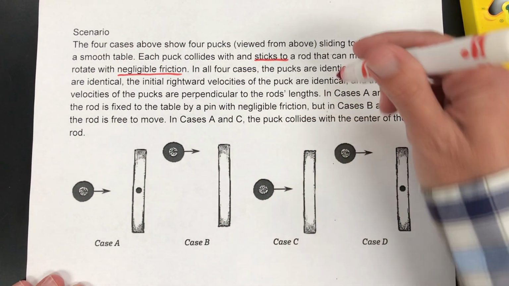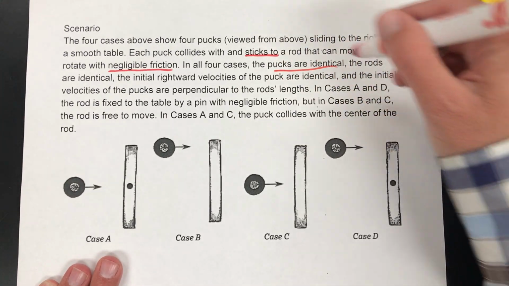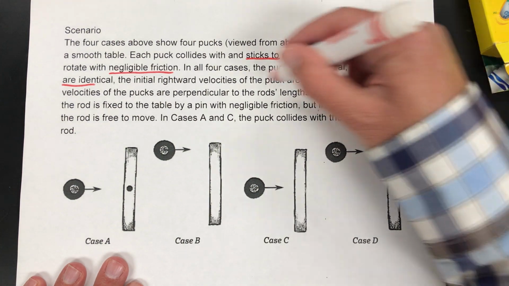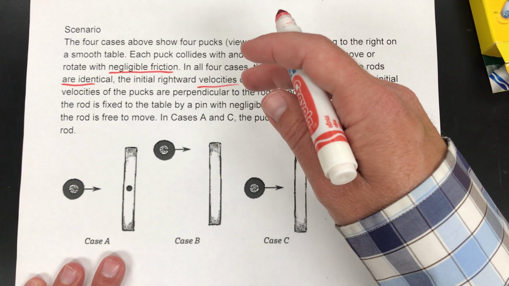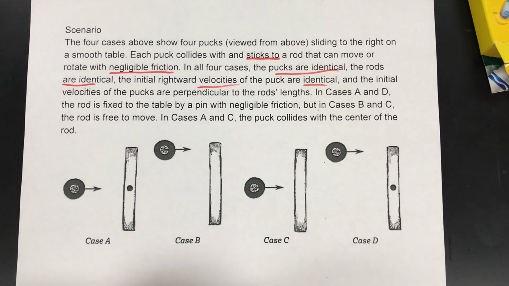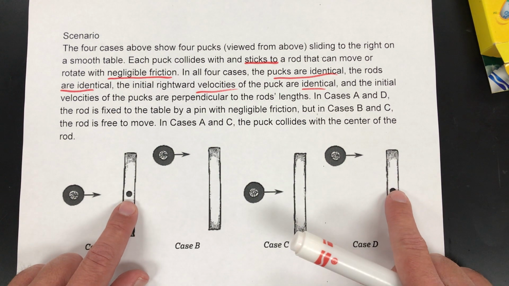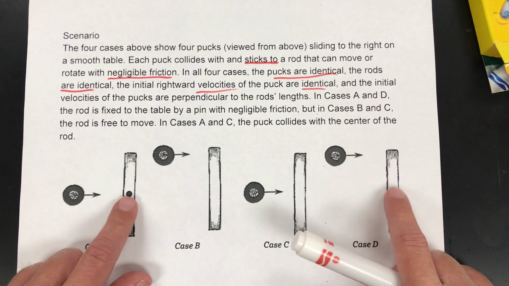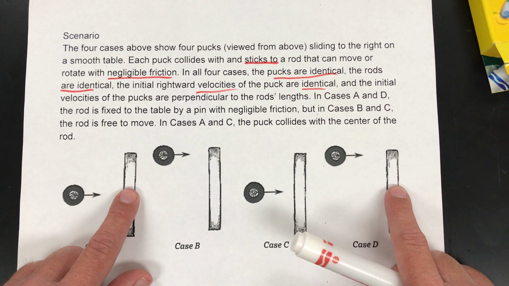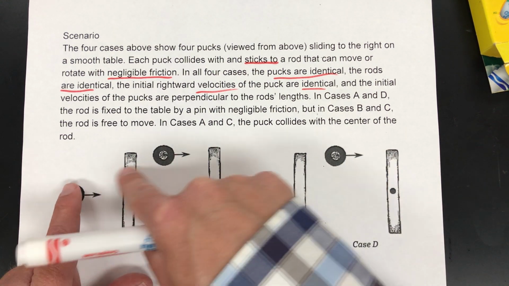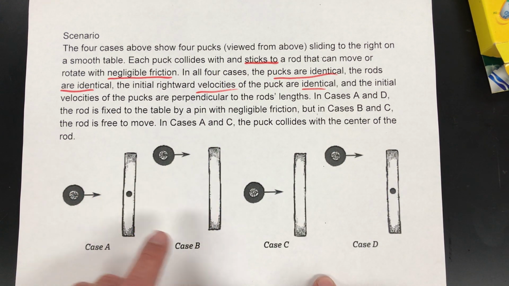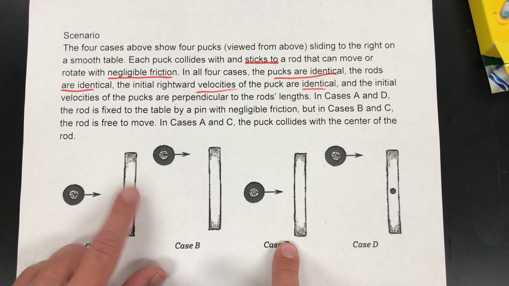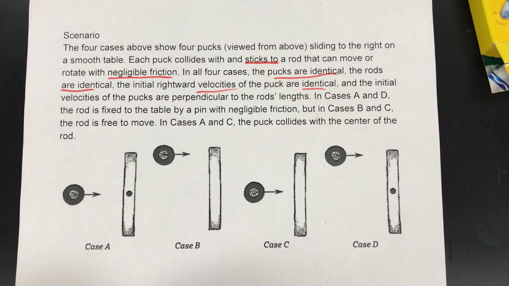In all four cases, the pucks are identical. The rods are identical. The initial rightward velocities of the pucks are identical. And the initial velocities of the pucks are perpendicular to the rod's length. In cases A and D, the rod is fixed to the table by a pin with negligible friction. So these have pins right here, so they can rotate about those pins. In cases A and C, the puck collides with the center of the rod. So A and C hit dead on to the center here.